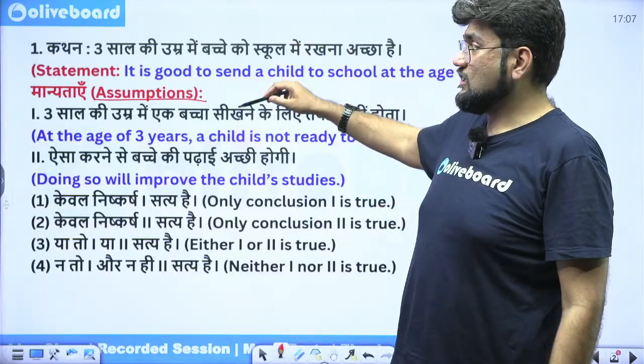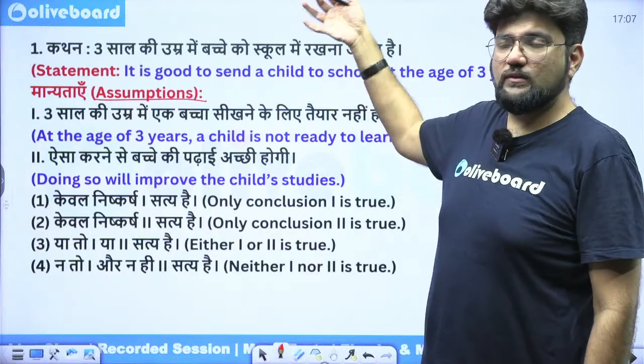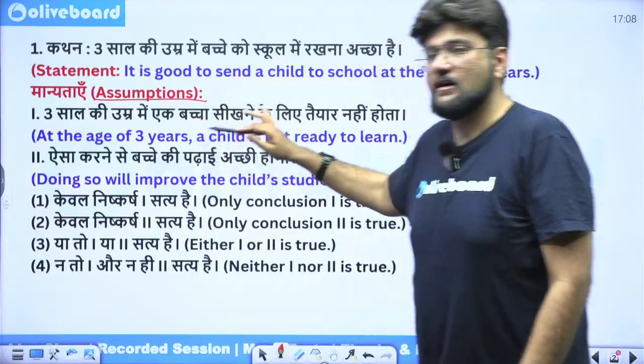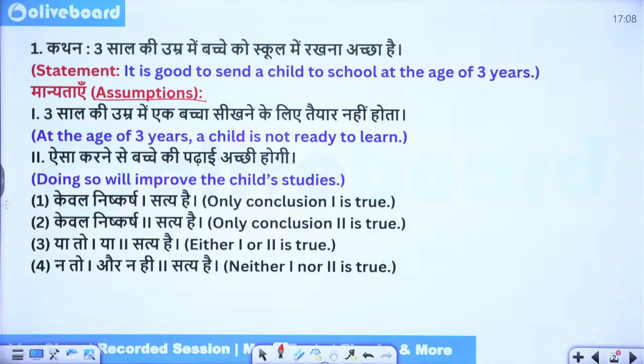So think of assumption as a prequel of this film, of the statement. And if it is fitting the bill somehow, then you might safely think that the author probably assumed this while writing the statement. Now read again. So it is good to send a child to school at the age of 3 years. That's what the author has written. That's all.